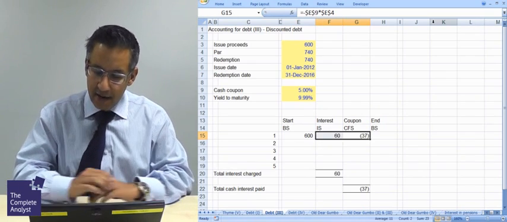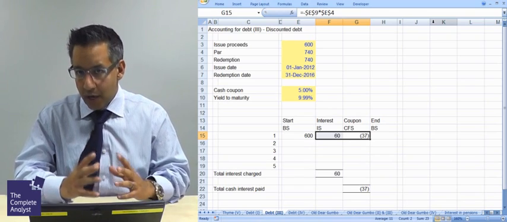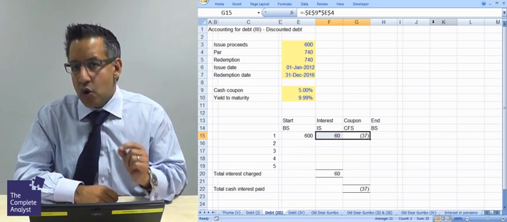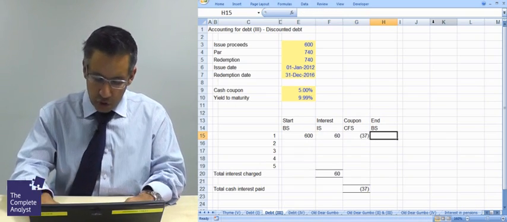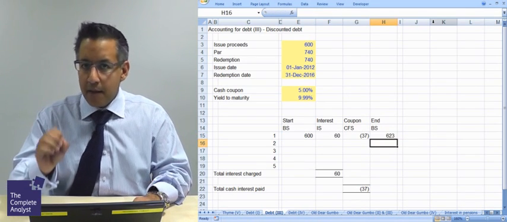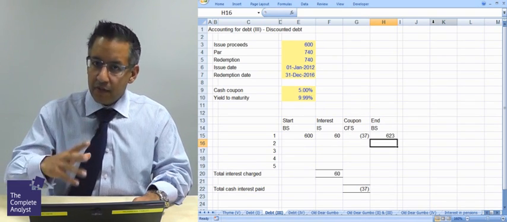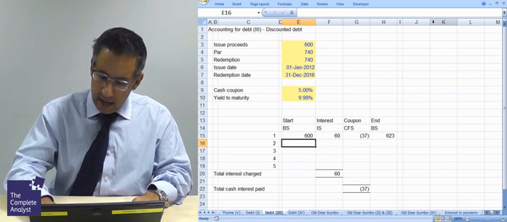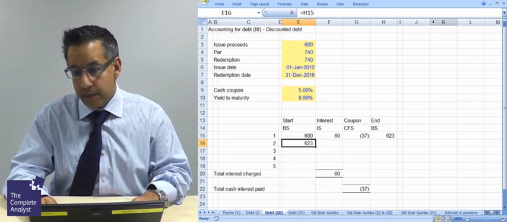So immediately, we have a difference there of 23 million. 60 million total interest, 37 of it's cash, 23 of it is non-cash interest. And because we are not paying back all the interest that has accrued during the period, our liability is increased by 23 million during that period because of the interest that we have capitalized into that loan or bond. Now, 623 becomes the balance at the beginning of the next period.